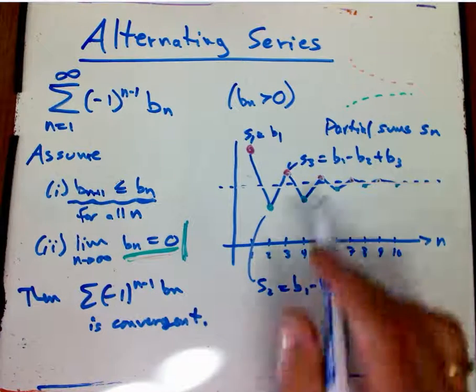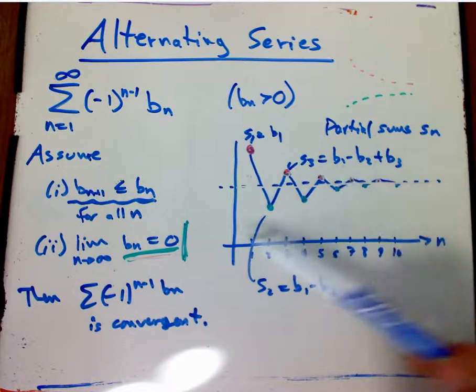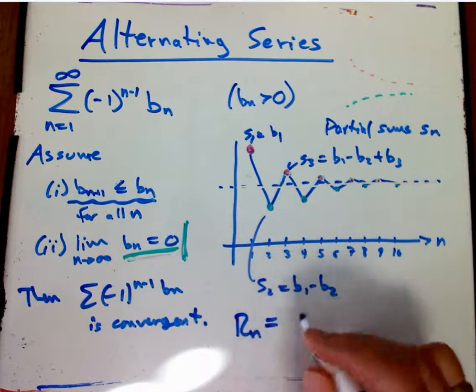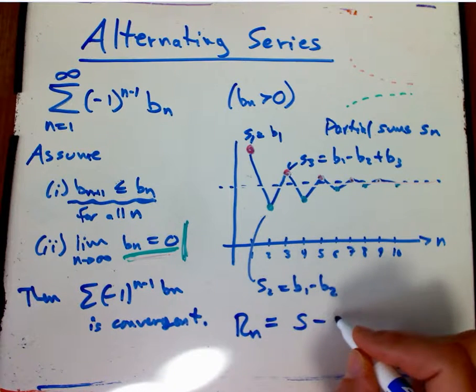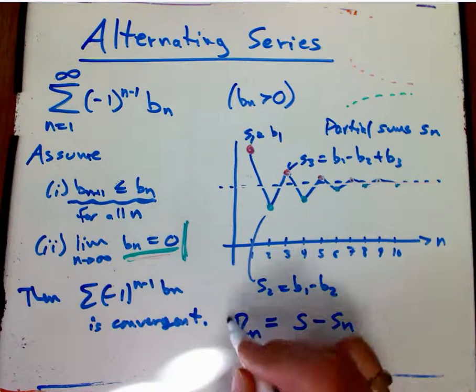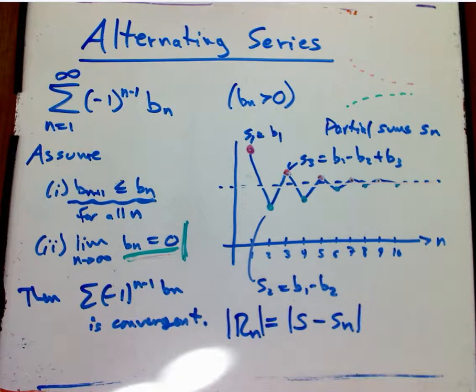Our book separates it into 2 statements, but I want to show that this gives you a very easy remainder bound. Remember, we always call the remainder the actual sum, the limit of the partial sums, minus the nth partial sum. And it's nice to get a bound on that. Well, let's see. Let's not worry too much about whether we're overshooting or undershooting, although we can tell from this picture.